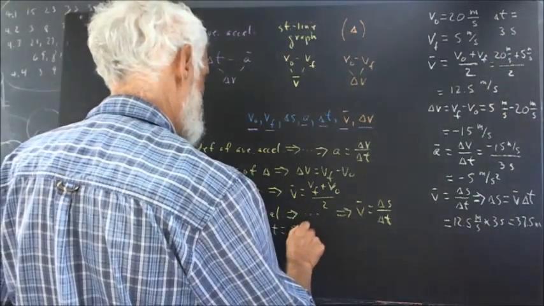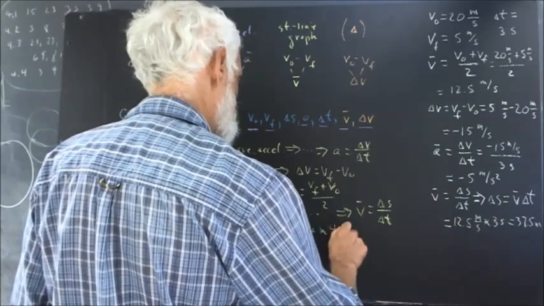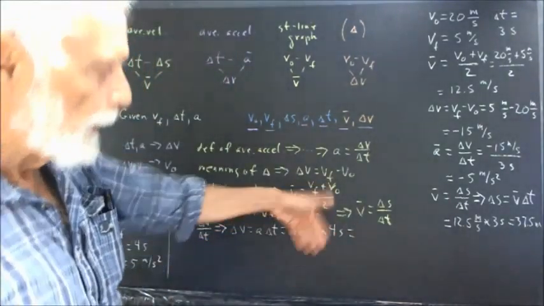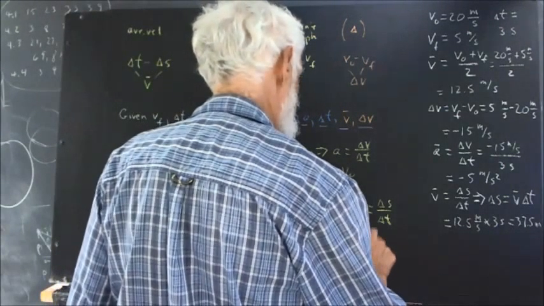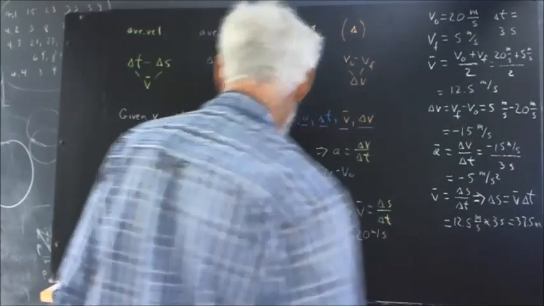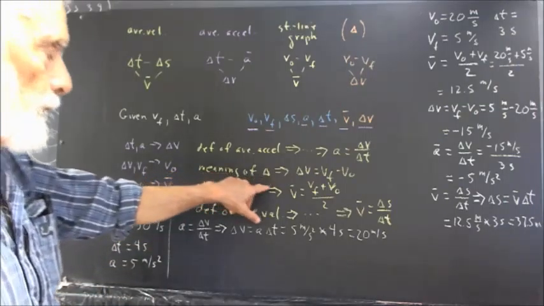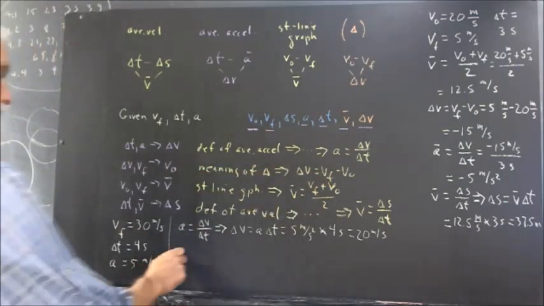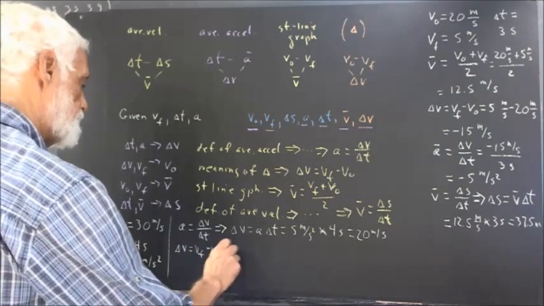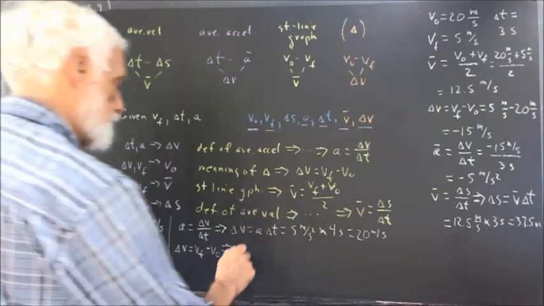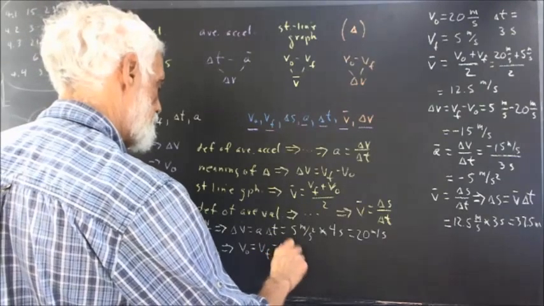Okay, so we have 5 meters per second squared multiplied by 4 seconds. This means 5 meters per second every second multiplied by 4 seconds is going to give us 20 meters per second. So we have our change in velocity. Then, the meaning of delta, okay, well, delta V is VF minus V naught. So, V naught is going to be VF minus delta V.